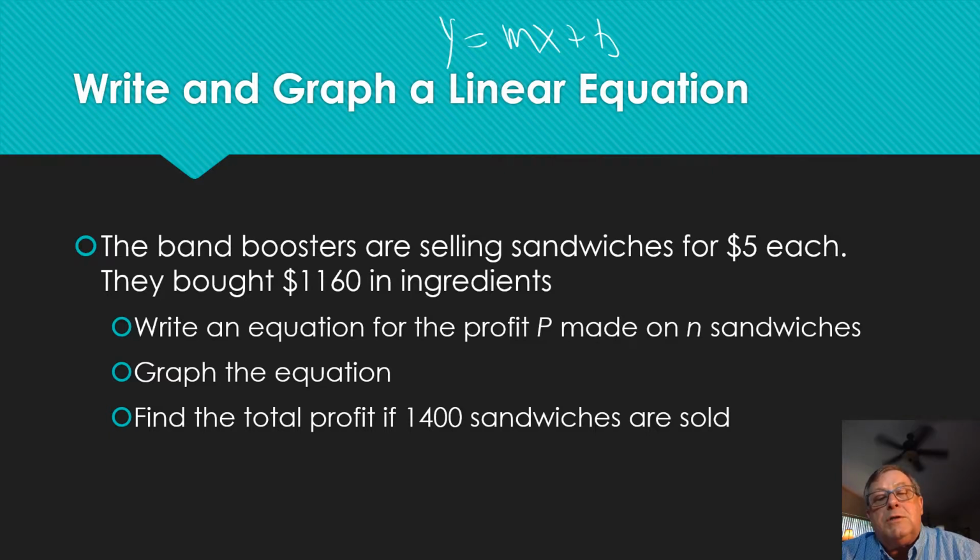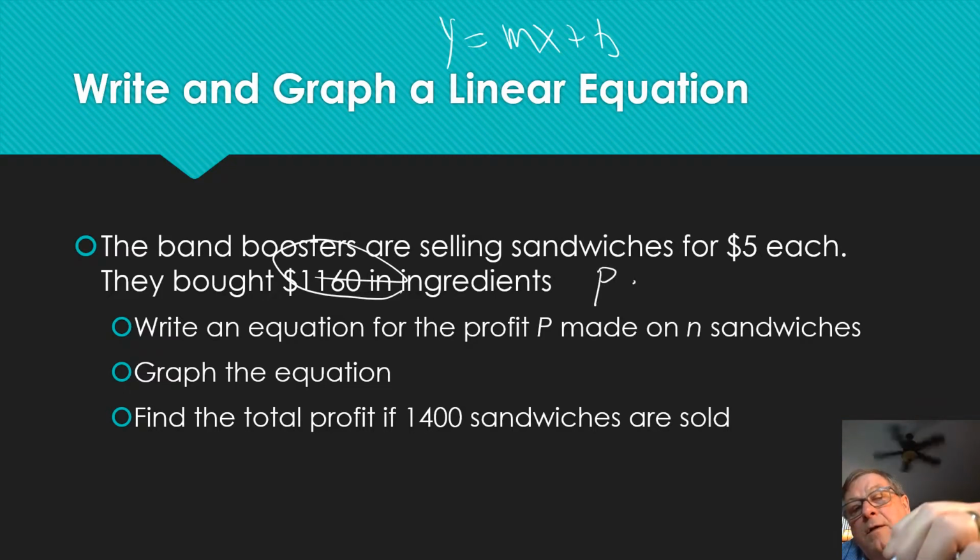Well, now my cost is $1,160. That's how much I paid in ingredients. And let's get us a formula up here, an equation. So I got P, profit, equals, well, my independent variable, I'm going to substitute N for X. I'll substitute P for Y.